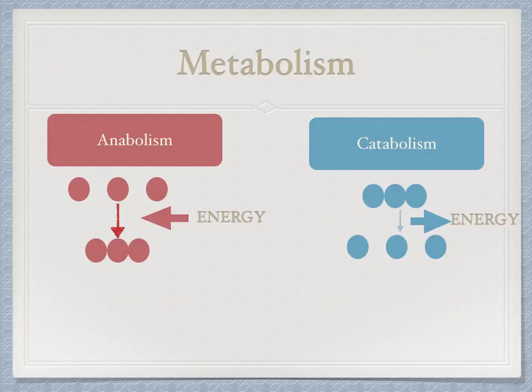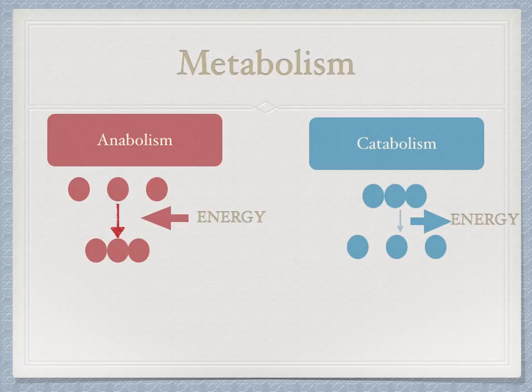Metabolism. All the chemical processes that take place in living organisms are collectively called metabolism. Metabolism can be divided into 2 parts. You've got anabolism on the left and catabolism on the right. So if you look here, you can see that anabolism is the building up and catabolism is the breaking down.